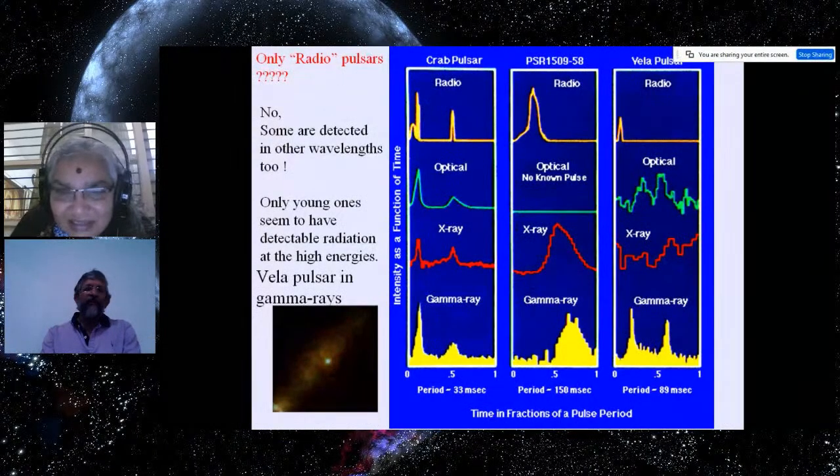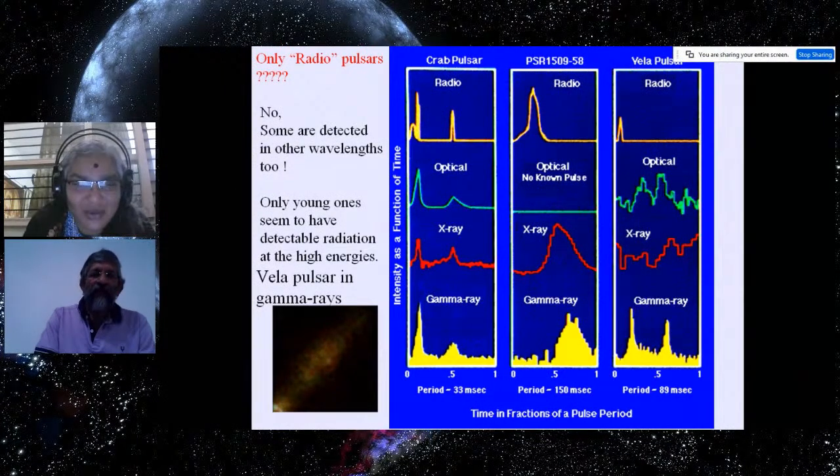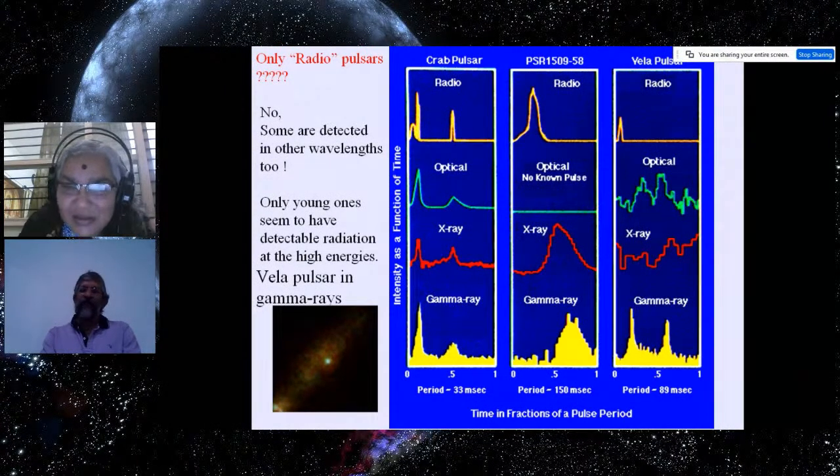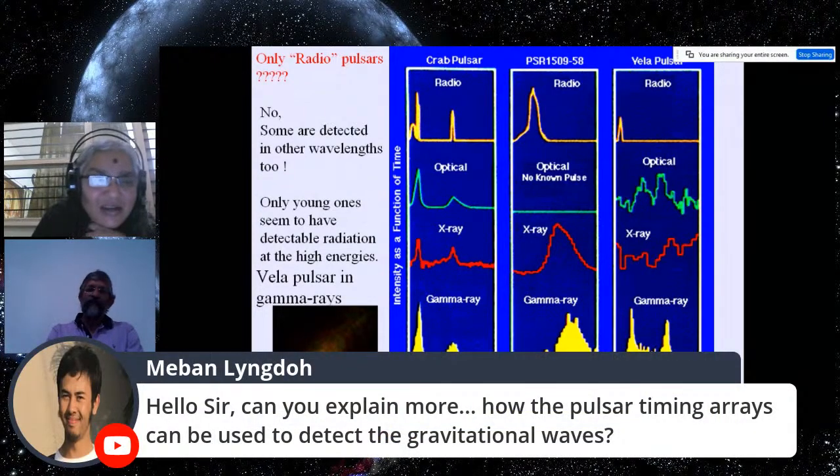Yeah, in this connection, there was another question. If it is okay to, yes, go ahead. Actually, Mevan Lingdo has been asking for a little more clarification on how they are used for detection of gravitational waves.